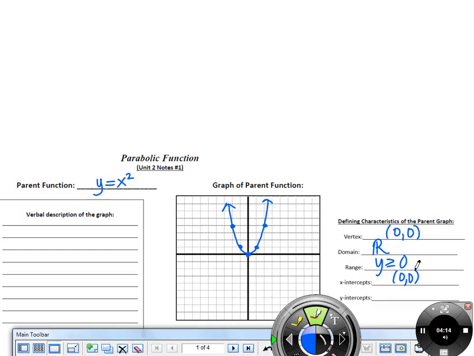Okay? All right, what's our y-intercept for this? The y-intercept. So where does it cross the y-axis? 0, 0 again. Okay. Will every parabola have a y-intercept?